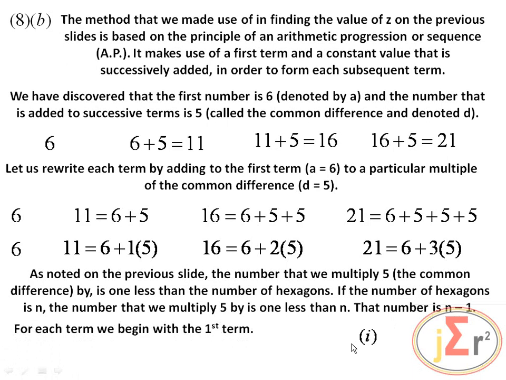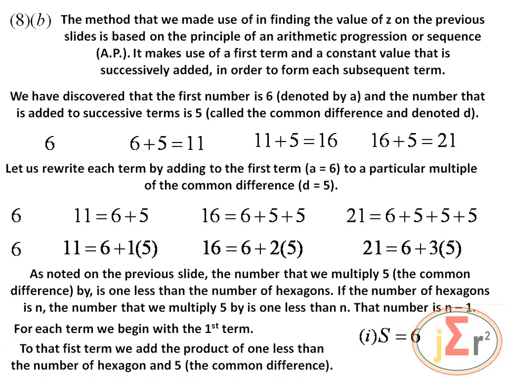So for each term, we begin with the first term, which is 6. Then, to that first term, we will add the product of 1 less than the number of hexagons and 5, which is the common difference. So we have 6 plus n minus 1 times 5. And that is a general rule for the nth term, or when the number of hexagons is n.